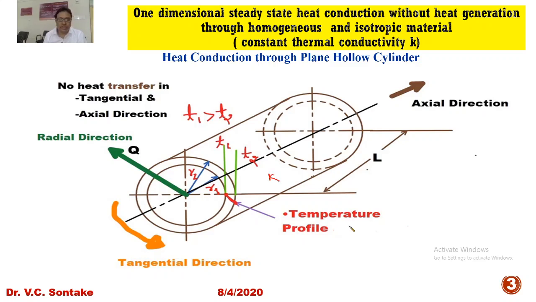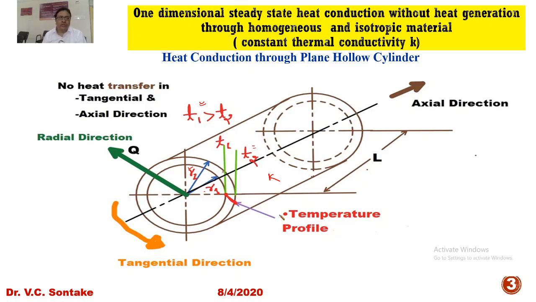So let us say this is the thermal conductivity K. The inner radius of this cylinder is R1 and the outer radius is R2. The inner surface is at temperature T1 and the outer surface is at temperature T2. Let's say T1 is greater than T2.